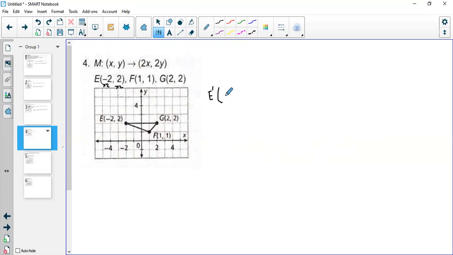So 2 multiplied by -2 will give us -4. 2 2's will give us 4. That's the first coordinate. Then for F, it's going to be a triangle, right? So it's going to be 2, 2, and G prime is going to be 4, 4. Okay, let's draw the image now. So -4 and 4, this is E prime, and F is 2 and 2.